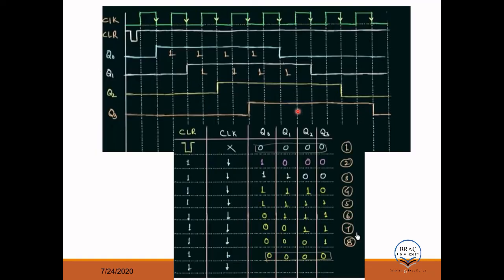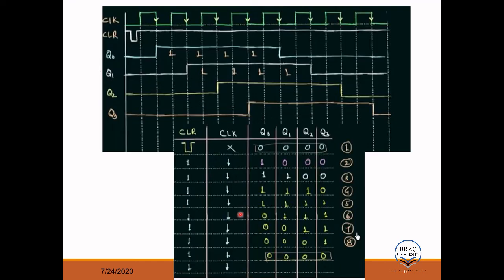Next one will be 1 1 1 0. Next one will be 1 1 0 0. And next one will be 1 0 0 0. The last one will be 0 0 0 0. So that's all.